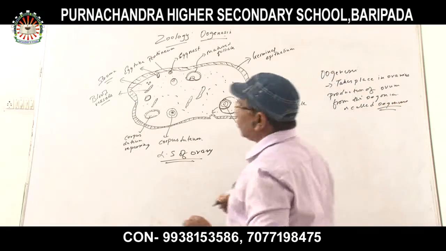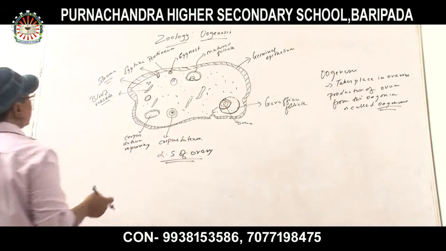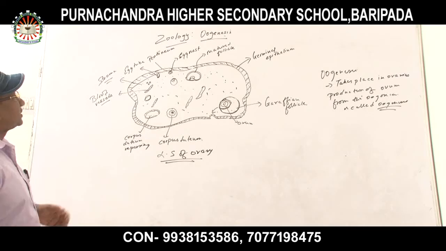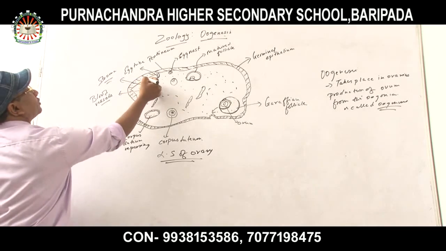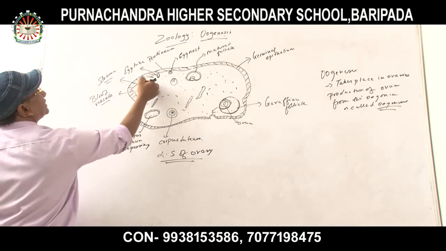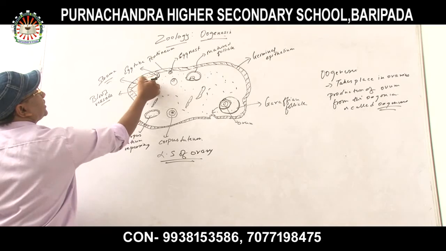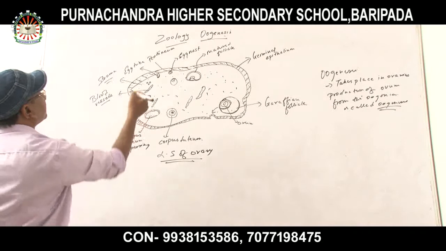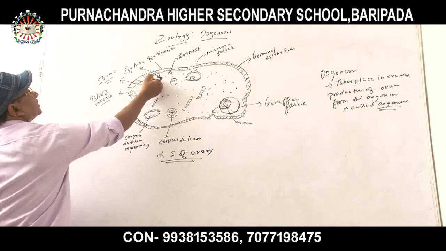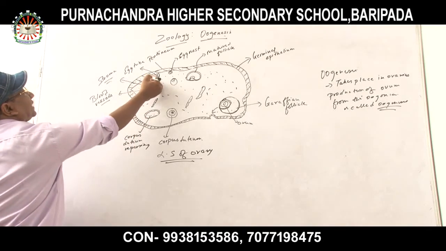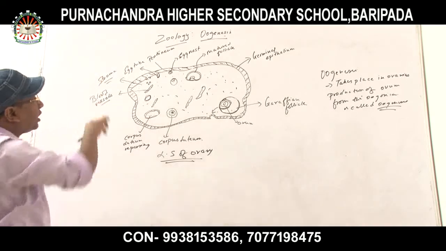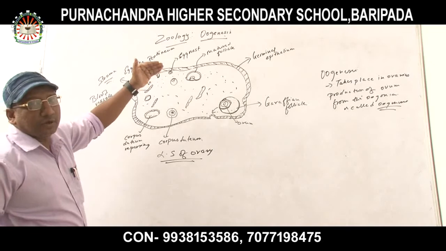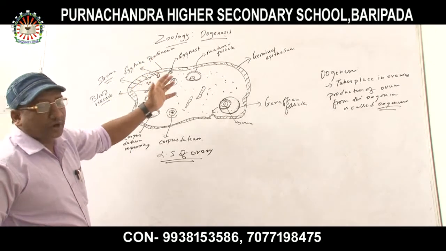Now, how the oogonia get released from the ovary first. This is the longitudinal section of the ovary, and this is the germinal epithelium. From the germinal epithelium, the oogonia get projected out.